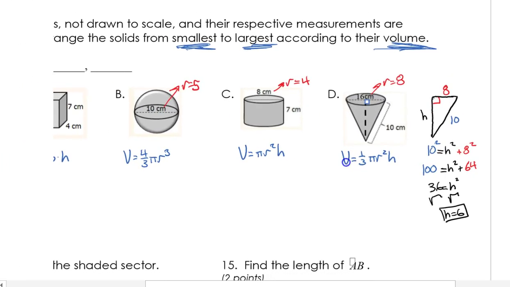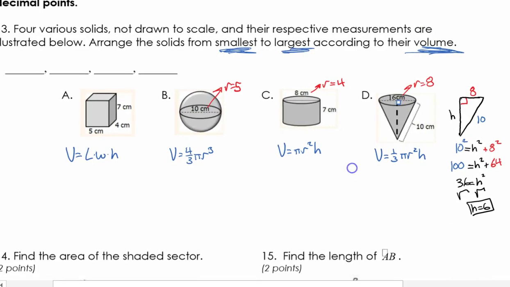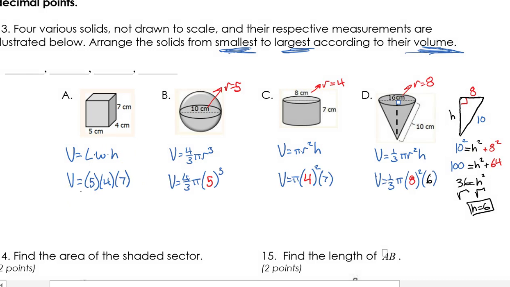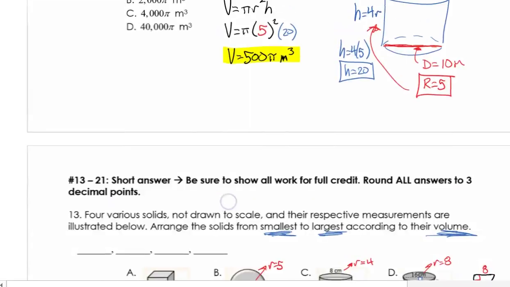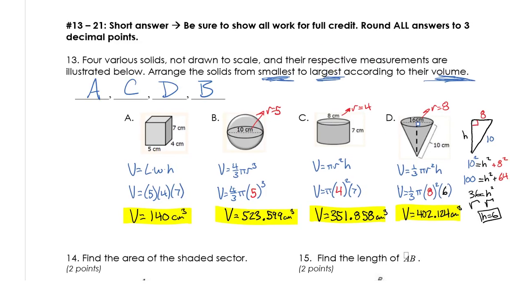Now we have all the information we need in each of these scenarios to substitute our values into our formula, which we can see here. Putting these into the calculator, we get our answers and we see our 4 volumes clearly listed here. Arranging these from smallest to largest, we see that A is the smallest at 140 centimeters cubed. C is the next smallest at 351.858 centimeters cubed. D is the next largest, 402.124. And lastly, B being our largest volume, the sphere.